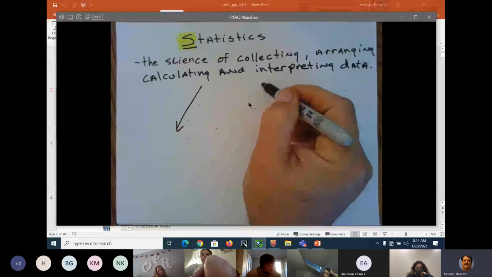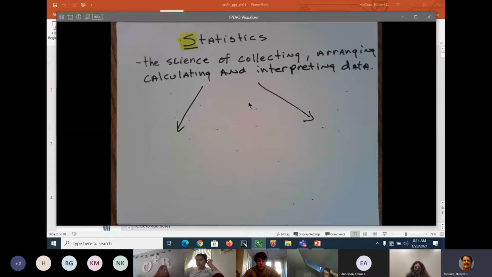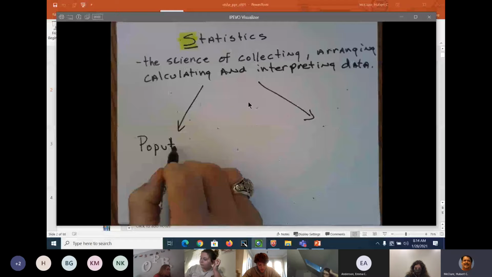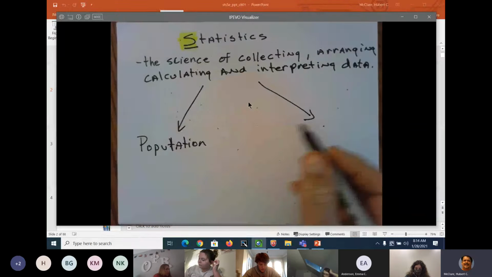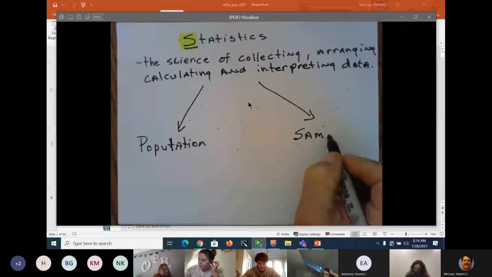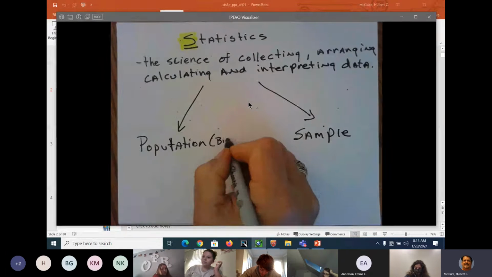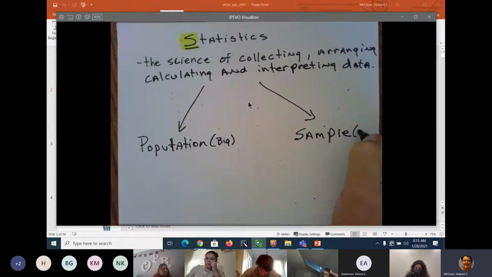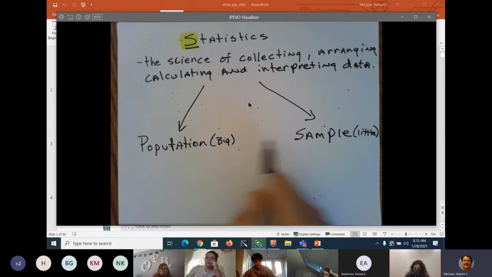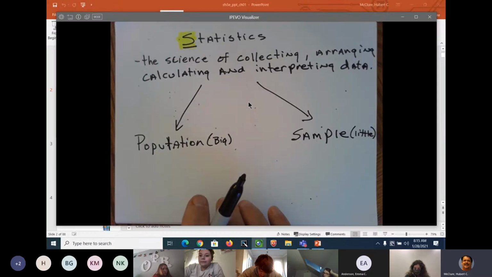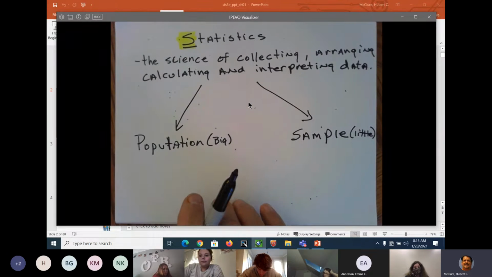Now, there's two things in statistics that we start the class off with, and that's two definitions: population, and sample. Population is the big guy, okay? And sample is the little guy. Sample is a subgroup of the population. That's pretty self-explanatory. It's always the smaller group.